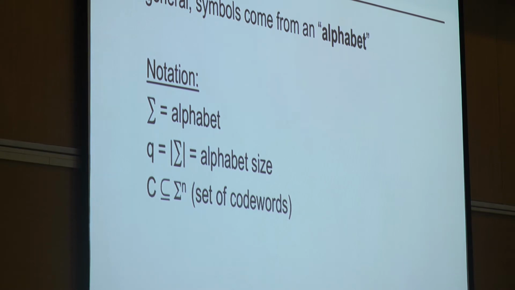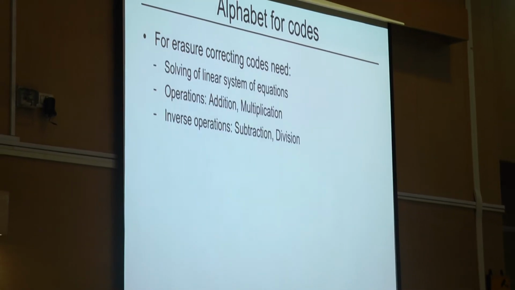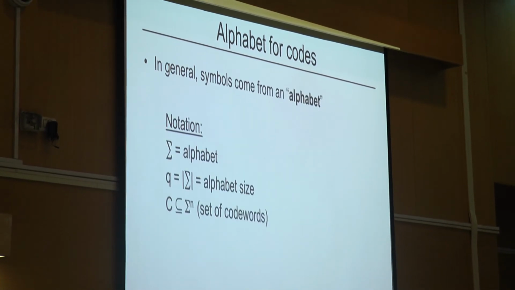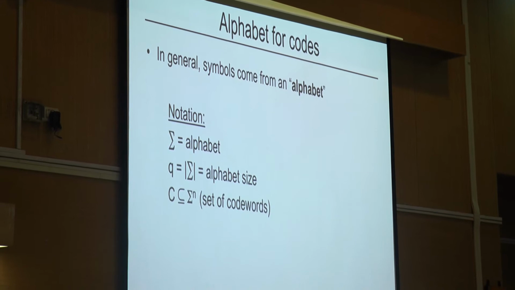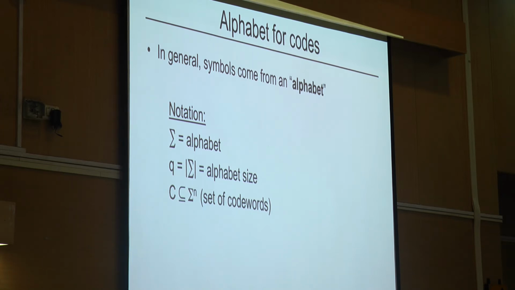Let me ask here: in the code that we just saw, what was the alphabet that we used? 0, 1, which is the binary alphabet. And here the size is 2.